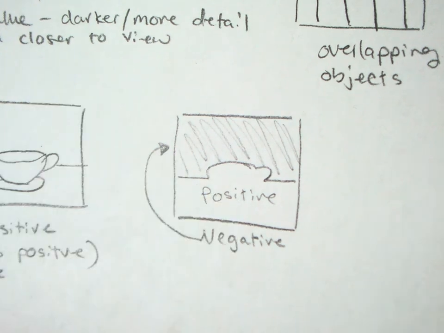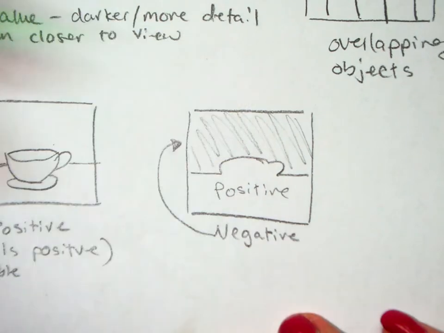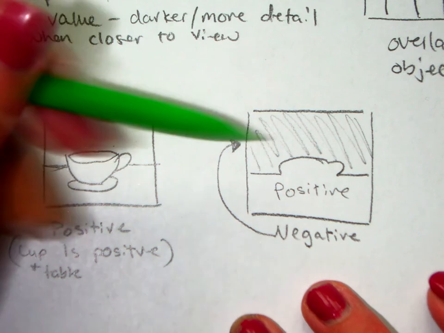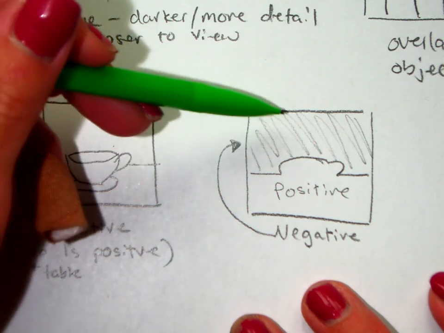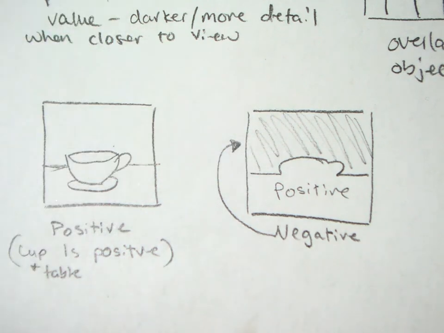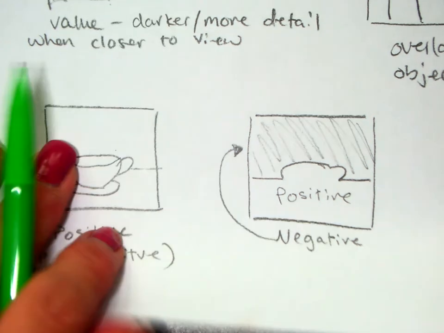Okay? And sometimes there's a trick where if you're having a hard time looking at the positive space, if you shift your vision to look at the negative shape around the positive space, it helps you draw the positive space. So that's why we like to know about positive and negative space. Okay? All right.